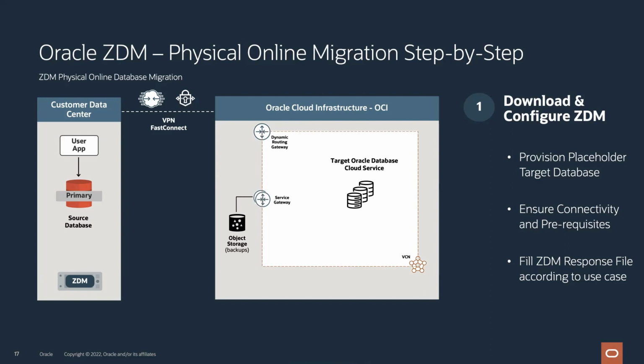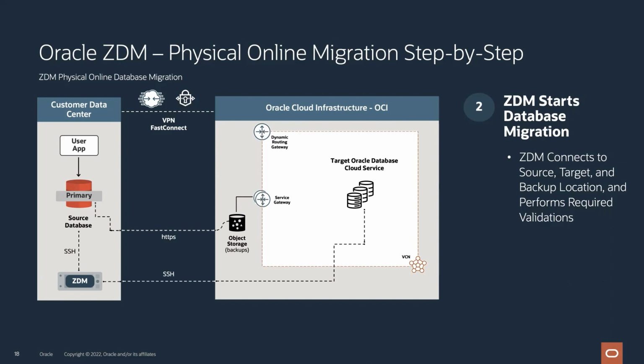Then you need to ensure that there's connectivity between ZDM and all the different moving parts of the migration, and then that all the prerequisites that we list in the documentation are fulfilled. And then finally, really important, you need to provision a target database, just a placeholder database that we have there, because ZDM will need it in order to do the actual migration for you, right? So once that's in place, this is where it gets interesting, right?